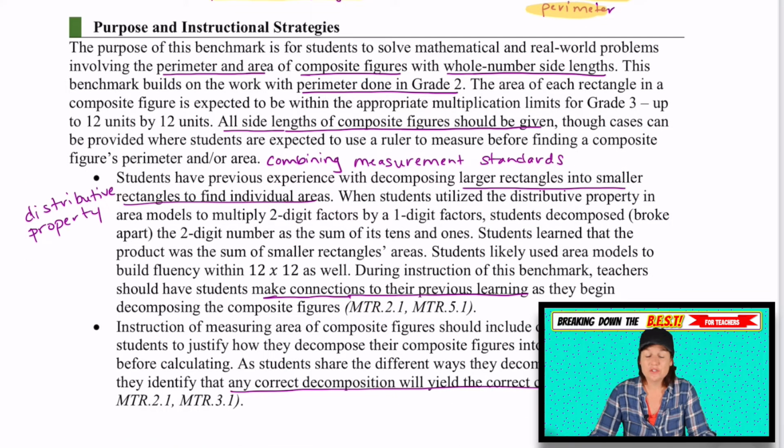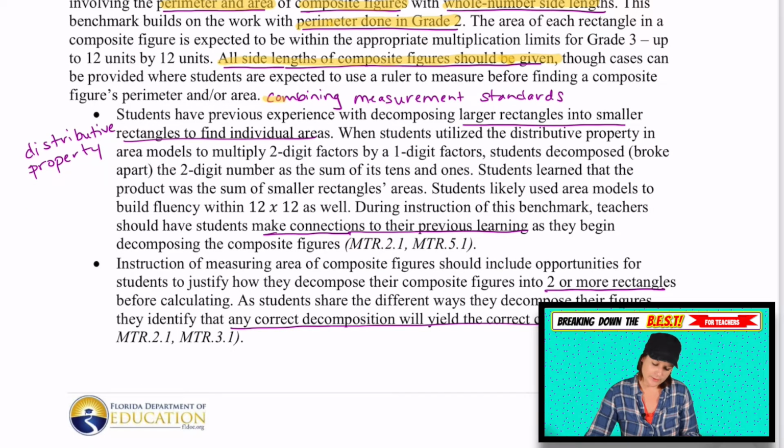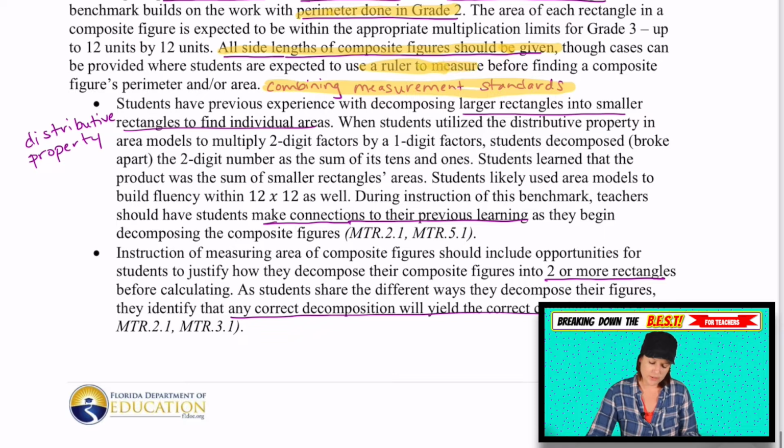For the purpose and instructional strategies section, some things that popped out at me says that the purpose of this benchmark is for students to solve mathematical and real-world problems involving perimeter and area of composite figures with whole number side lengths. No fractions, no decimals. And it builds on the work done in grade 2 with perimeter. All of the side lengths of composite figures should be given. You know what? I have seen a couple of examples where they are not given, but in Taking on the B.E.S.T, I made sure to include all of them that were given. Again, here, we talked about this already, about combining those measurement standards and using a ruler to measure where we can.